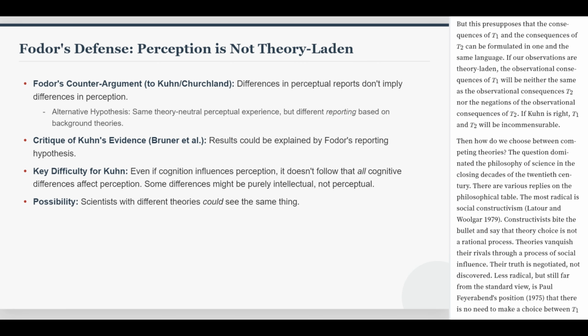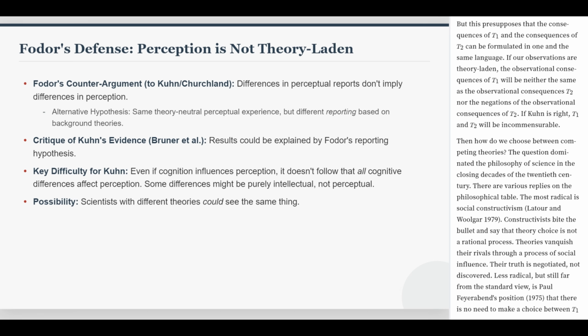Perhaps both the physicist and the novice have the same underlying perceptual experience, but the physicist, armed with their theory, chooses to report it differently, interpreting the raw sensation according to their background knowledge. He even questioned the experimental evidence Kuhn cited, suggesting it could be explained by this reporting difference. Fodor's key point was that even if we grant that cognition influences perception, it doesn't follow that every cognitive difference affects perception.